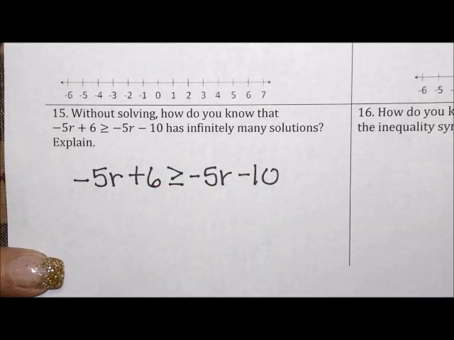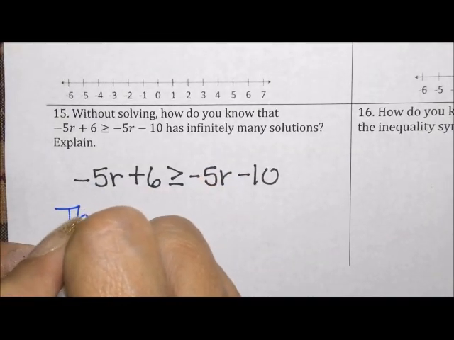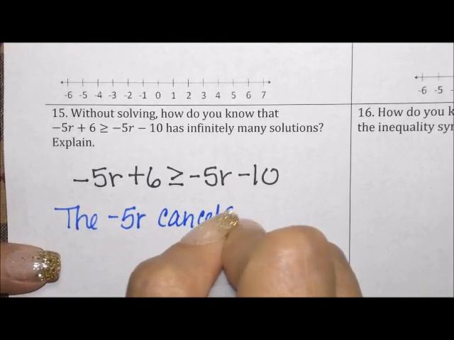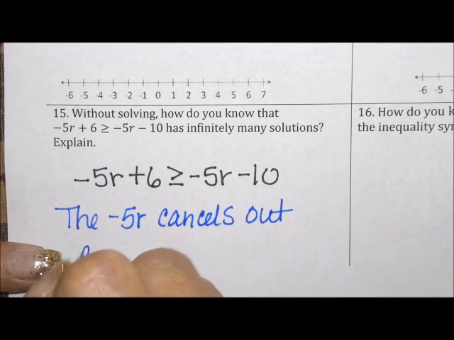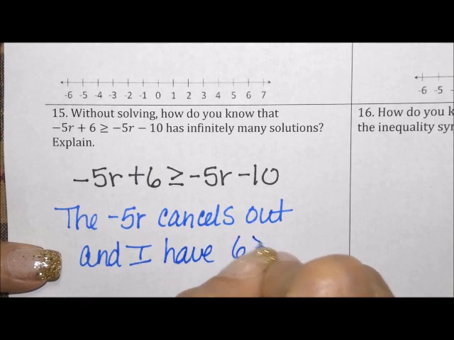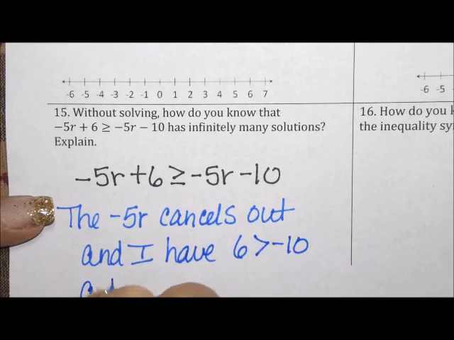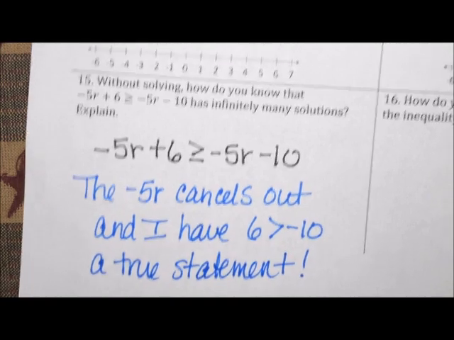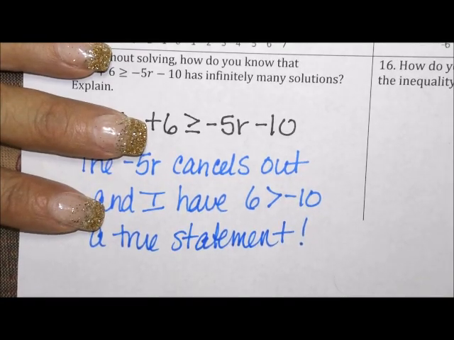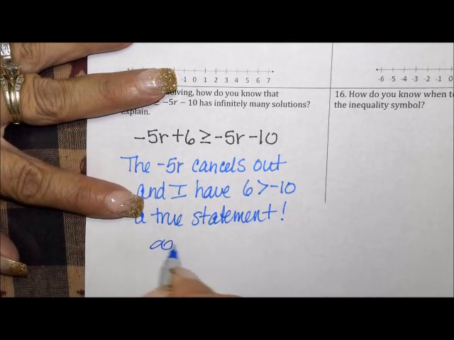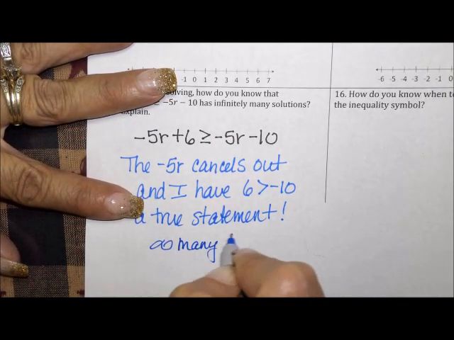So how do I know that? Let's say this. The negative 5r cancels out, and I have 6 is greater than negative 10. A true statement. So no matter what I do to that equation, no matter what I add or subtract, any number I put in there is going to work. So that means I have infinitely many solutions.